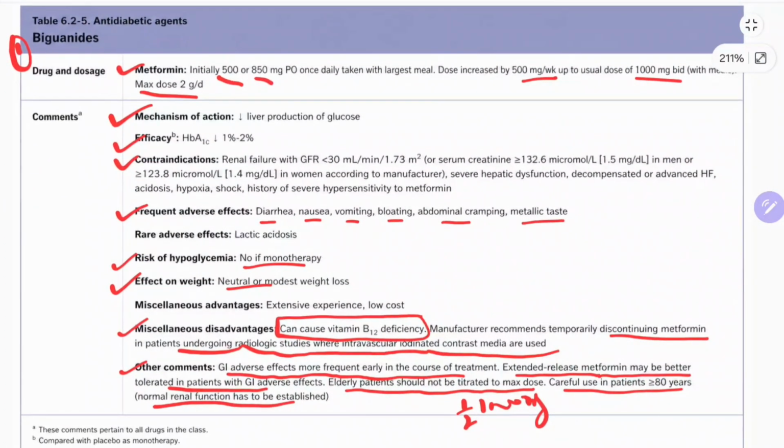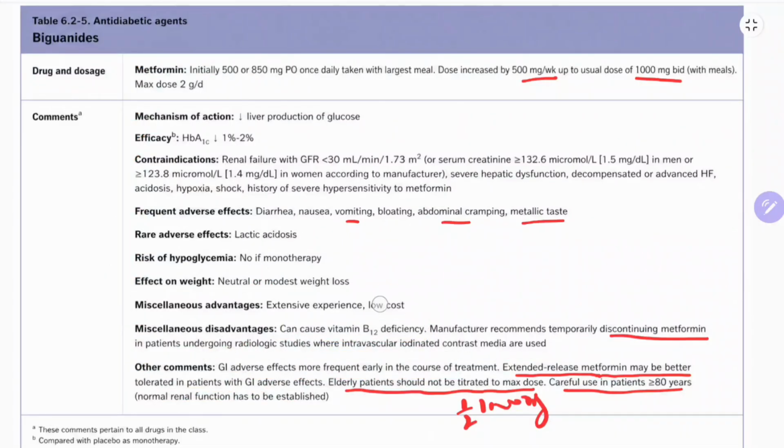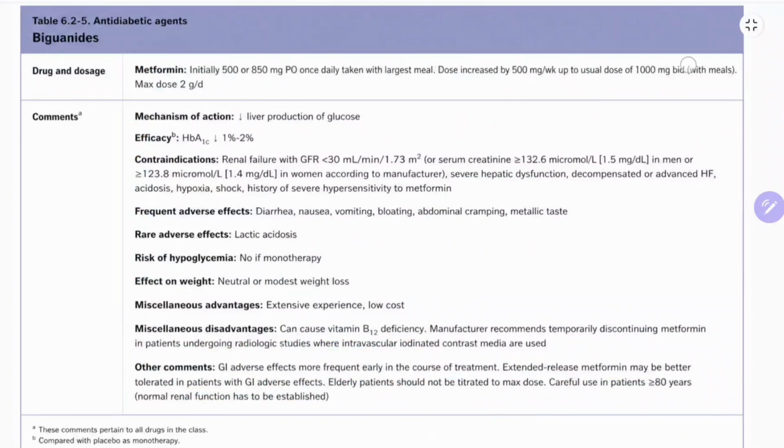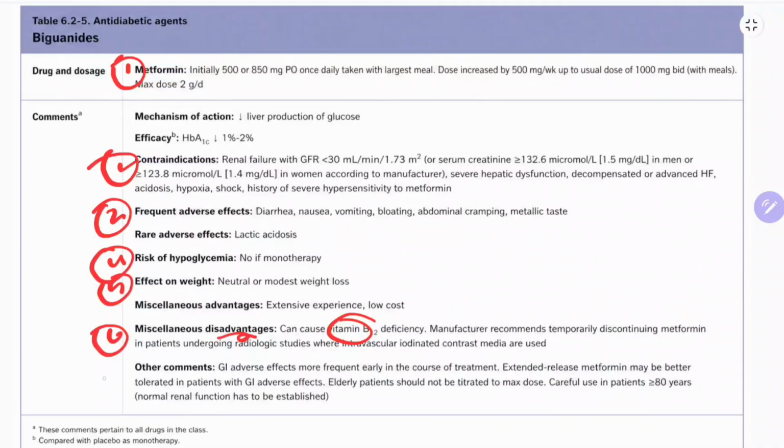Okay. So I think you have understood all about this. So this much of information is given. We should remember only those things which should be known. So one is dosage and maximum dose, and efficacy. You should know the contraindications, very important, and you should know the frequent side effects, that is important. You should know whether there is a risk of hypoglycemia, and you should also know the effect on weight. Okay. Sixth one, you should know disadvantages. Okay, that is B12 deficiency, and other comments, some important points in other comments.